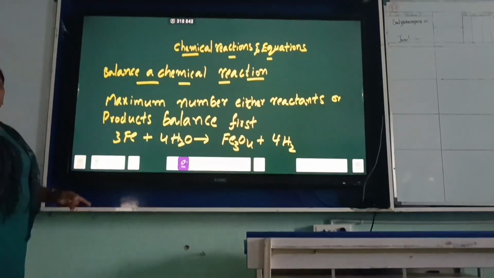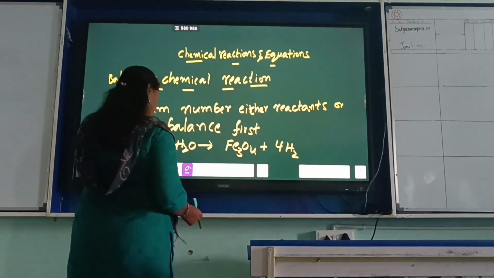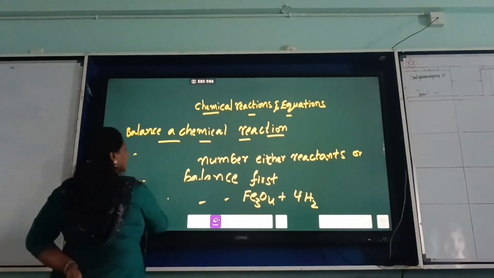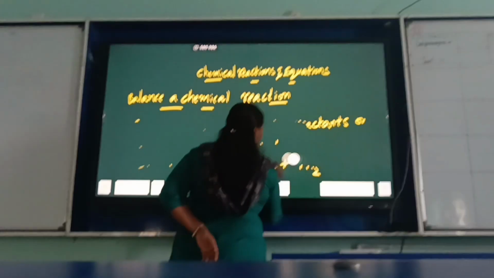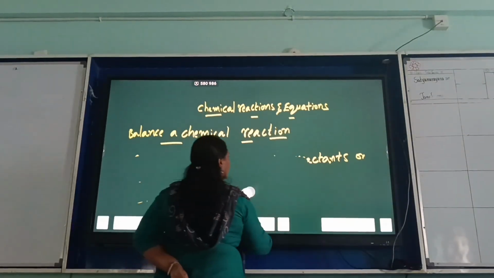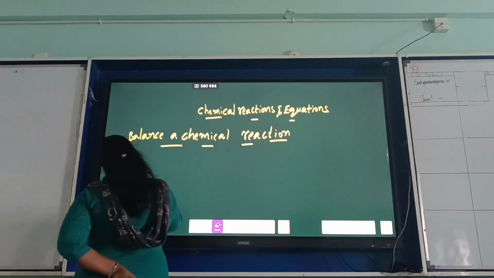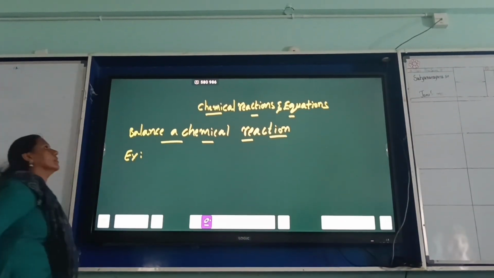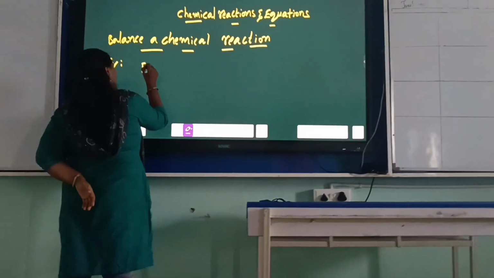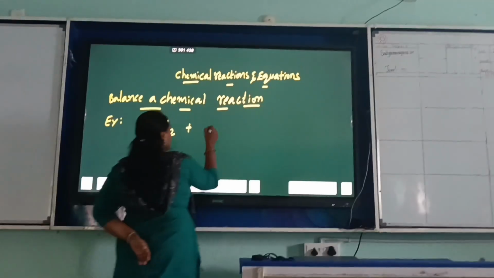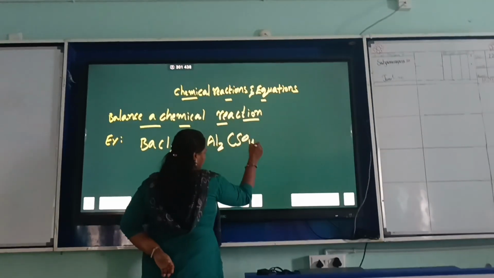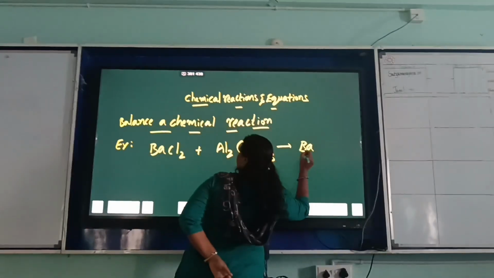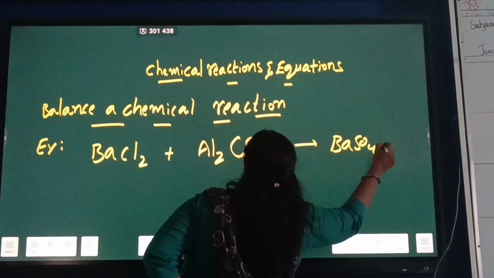For example, one more example. In textbook questions, some examples are there. Barium chloride reacts with aluminum sulfate to give barium sulfate plus aluminum chloride. That is also one of the examples for a balanced reaction, given in the textbook questions. And at the same time, hydrogen plus chlorine gives hydrogen chloride, H2 plus Cl2 gives HCl. Next one, sodium plus water gives sodium hydroxide plus hydrogen.